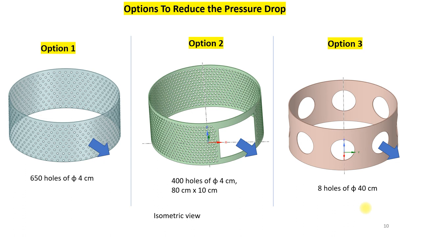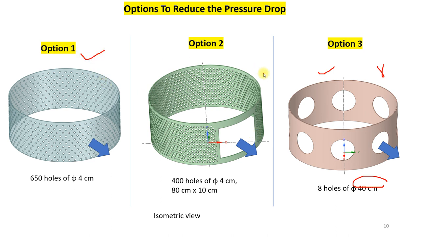And here we are going to use three options. Who can use option one? We have 650 holes, and each hole has 4 cm diameter. Option 2: we have 400 holes of diameter 6 cm, and we are providing a bigger hole near the outlet of size 8 cm × 10 cm. And third option, we are providing 8 holes of 40 cm.